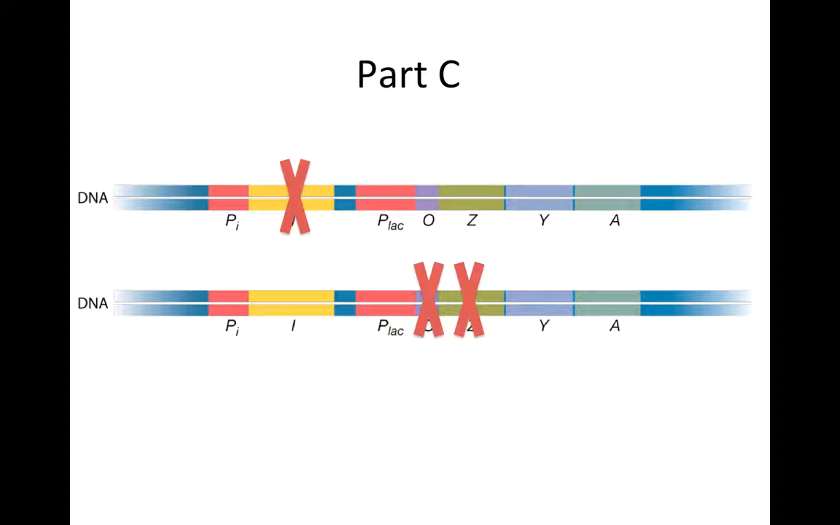The bottom strand doesn't have a functional operator, so production of lacY and lacA in this case would be constitutive because there's nothing for the repressor to bind to. But because the lacZ gene, which actually codes for beta-galactosidase, is not functional on that copy, it won't produce any of the protein we're looking for. So if the top strand is inducible and the bottom doesn't produce any product, then the whole system is inducible.